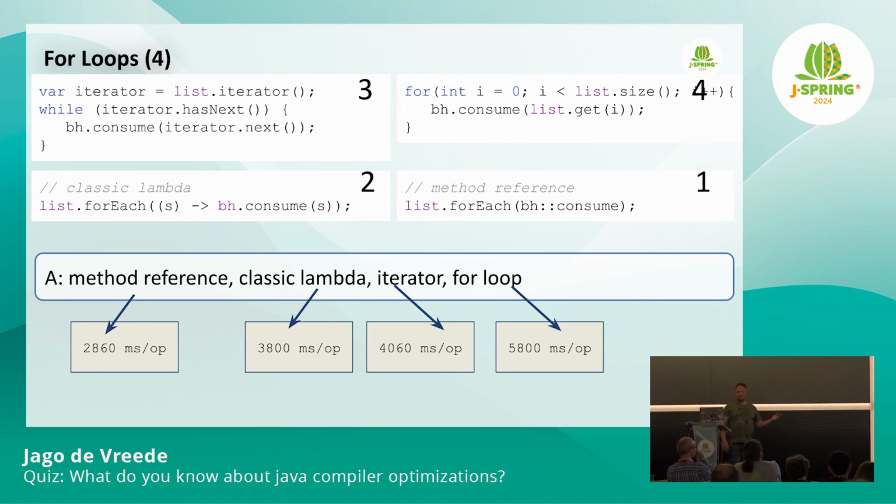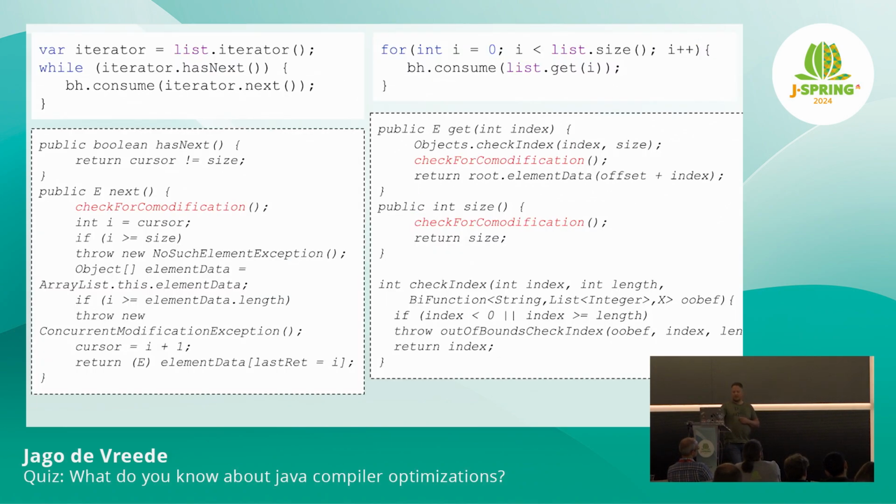The method reference is the fastest. Then comes the classic lambda. Then comes the iterator, and then comes the for loop. But why? If we look at the iterator versus a for loop, we'll see that the iterator is a little bit faster, because the for loop needs to do 2 concurrent modification checks instead of 1 in the iterator. So the concurrent modification check is heavy, at least in this example. That's why the iterator is a little bit faster than the for loop.